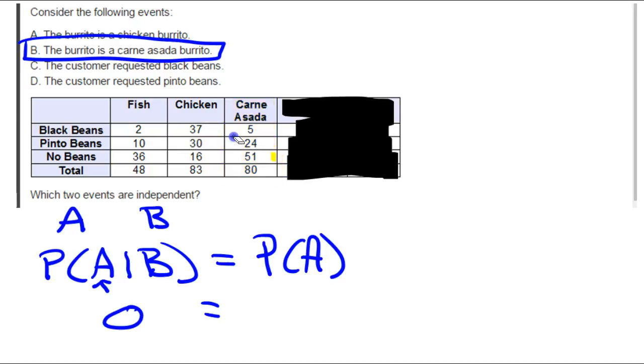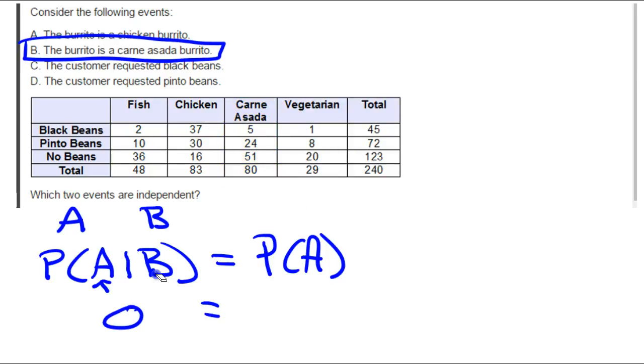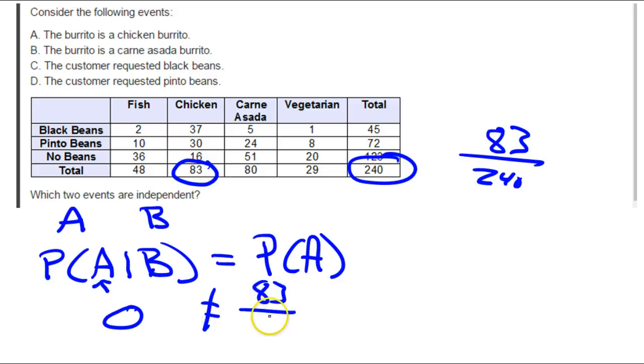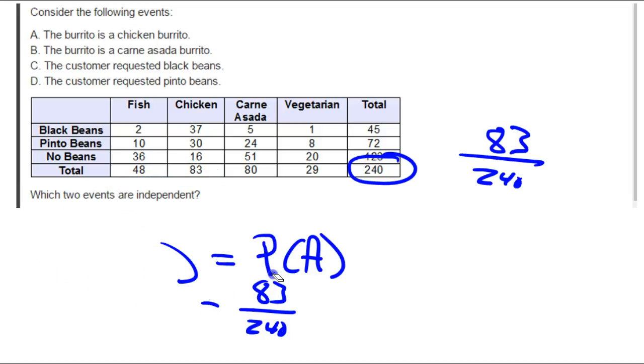Okay. Now, if we're not told, if we're not given B, we just want to know what's the probability of A. What's the probability that it's a chicken burrito? Well, then we can just look at the number of chicken burritos and look at the total number. So that probability is 83 out of a total of 240, which is clearly not 0. Okay, so these events A and B are not independent. All right, they're not equal to each other. All right, so let's keep going.